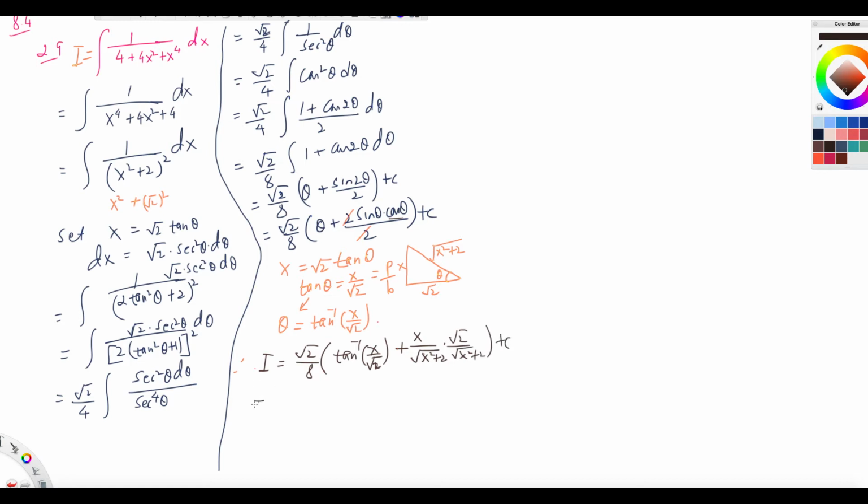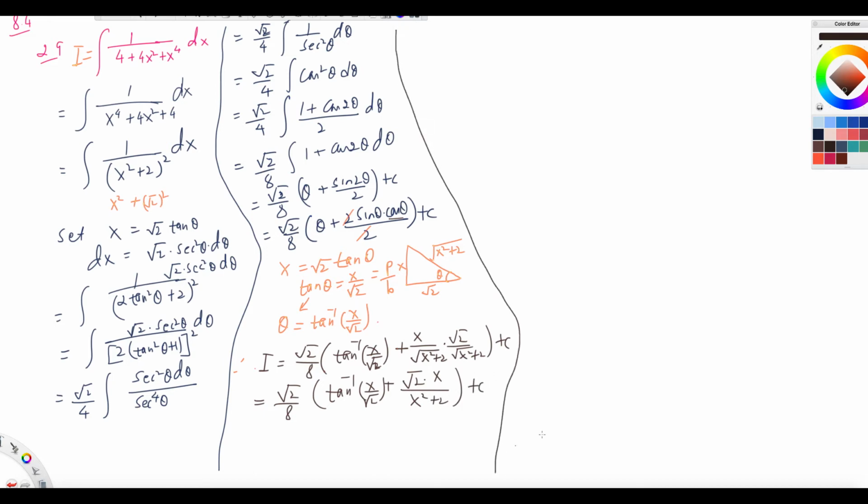So if you multiply those two, you get what? Root 2 over the hypotenuse, okay. This is tangent inverse x over root 2, right, and then plus this is like root 2 times x, divided by, you get x square plus 2 times root x square plus 2, that will be x square plus 2, plus c. That is the final answer.